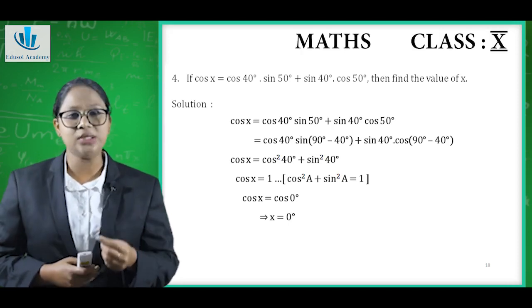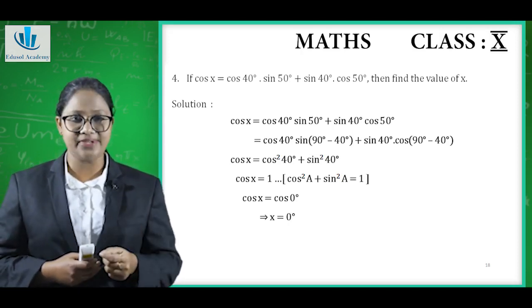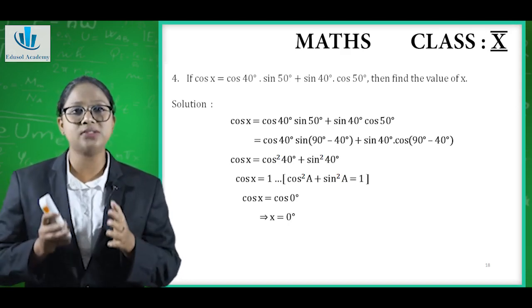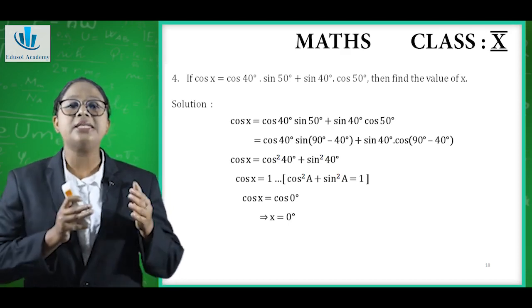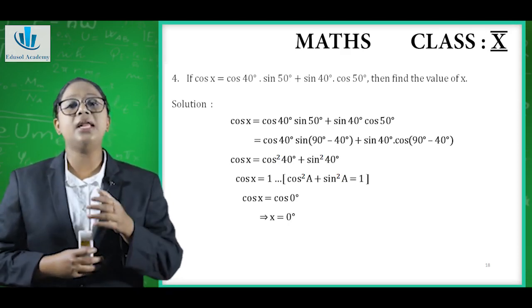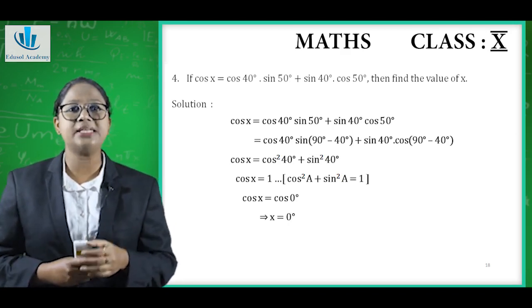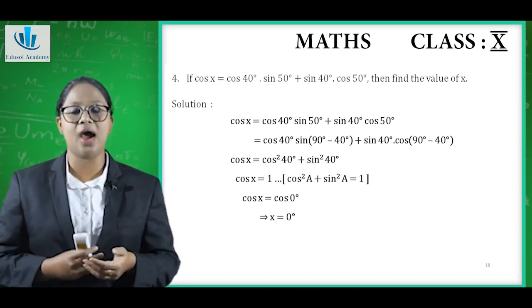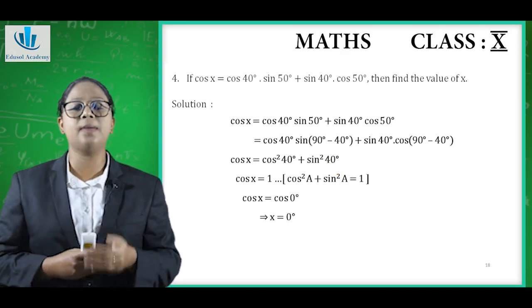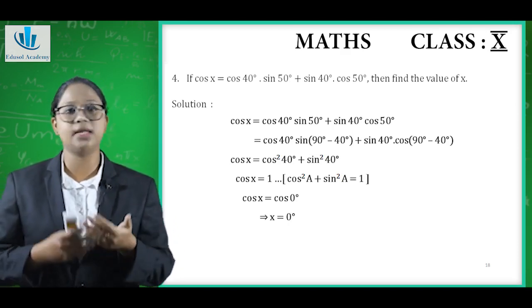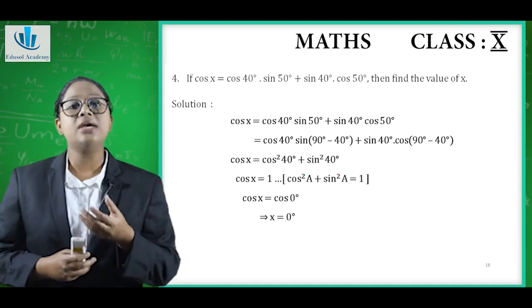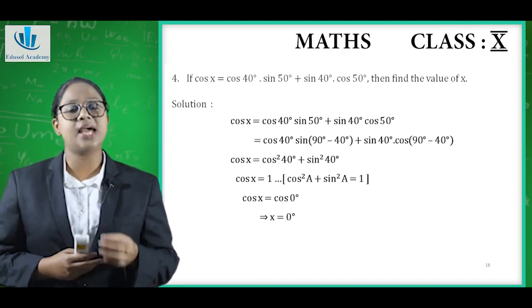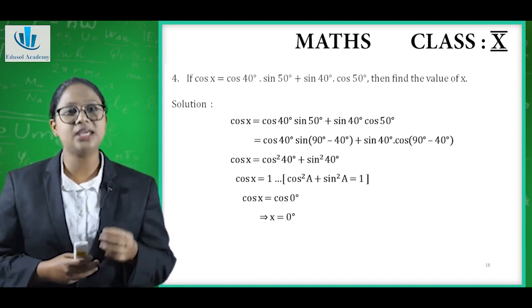Let's see how. Cos x is equal to cos 40 sin 50 plus sin 40 cos 50 is the question. Now there are 2 terms. Cos 40 sin 50 is one term and sin 40 cos 50 is the other term. In both the terms, we can replace 50 with 90 minus 40. You can also decide which one you have to replace. Here we have decided to replace 50. You can also replace 40. It's your wish. Here we have written 50 as 90 minus 40. So the equation will become cos 40 sine 90 minus 40 plus sine 40 cos 90 minus 40.